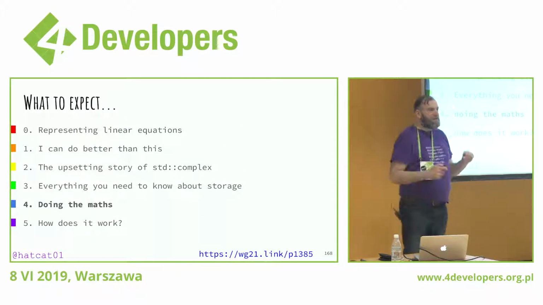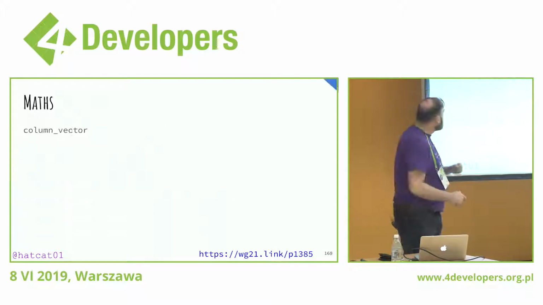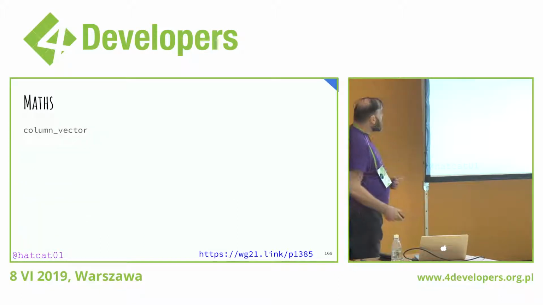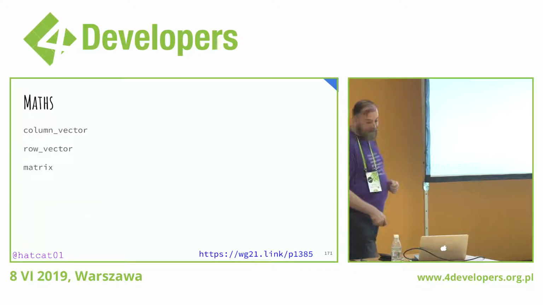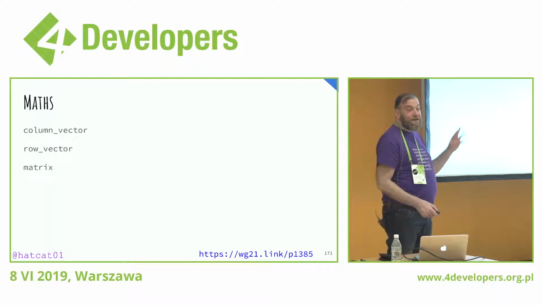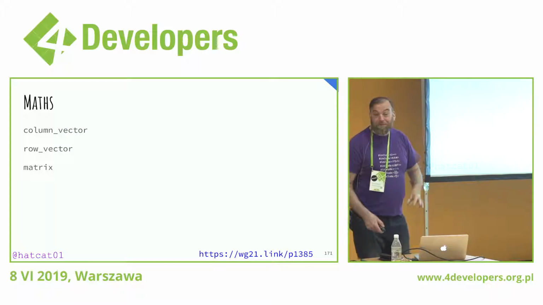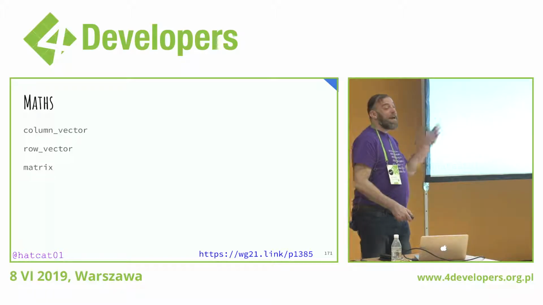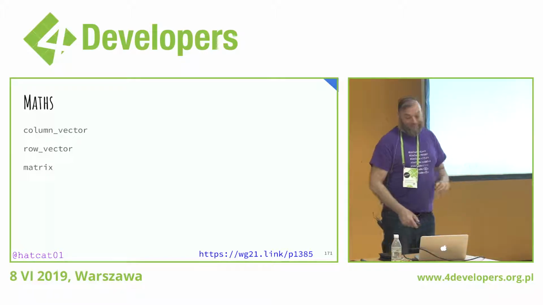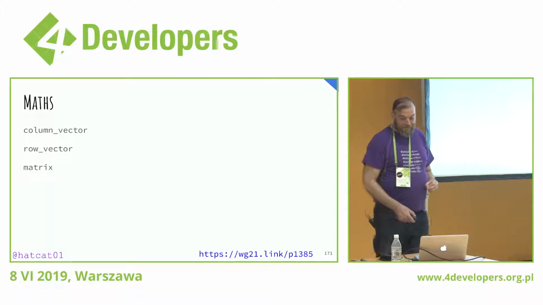Let's do the maths. All of this will become clear. So here's what we want to ship: a column vector, a row vector, and a matrix. Actually, at the moment, we're considering discarding the two vector classes and just having a single vector class, which gives us a naming problem, because we already have a vector in the standard, which does something slightly different.